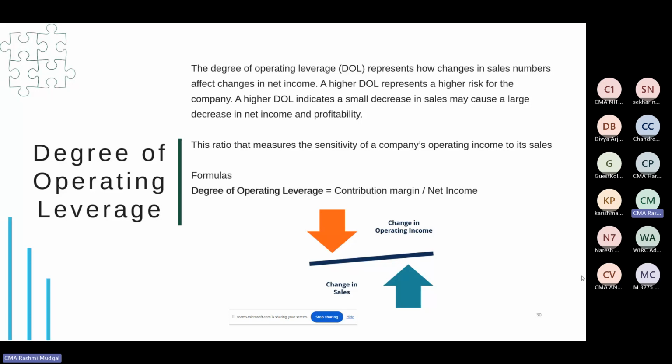A higher degree of operating leverage indicates a small decrease in sales may cause a large decrease in net income and profitability. This ratio measures the sensitivity of the company's operating income to its sales. What happens if I have increased the price by 1%? As we can see here, there are two competitors. One is Coca-Cola, one is Pepsi.